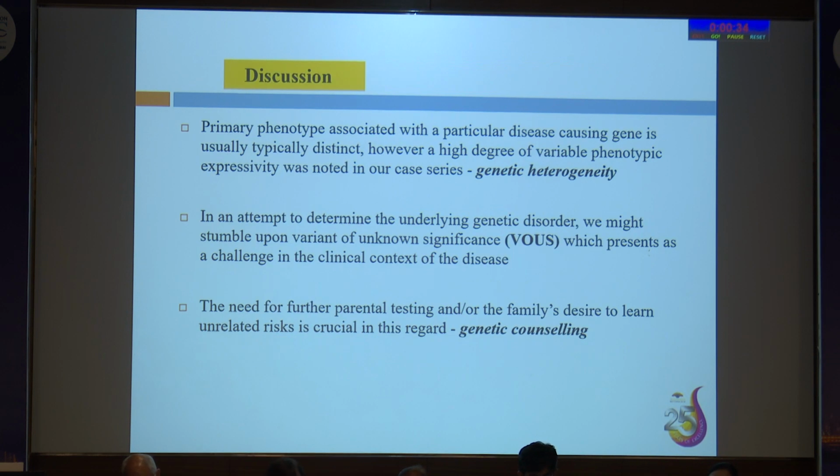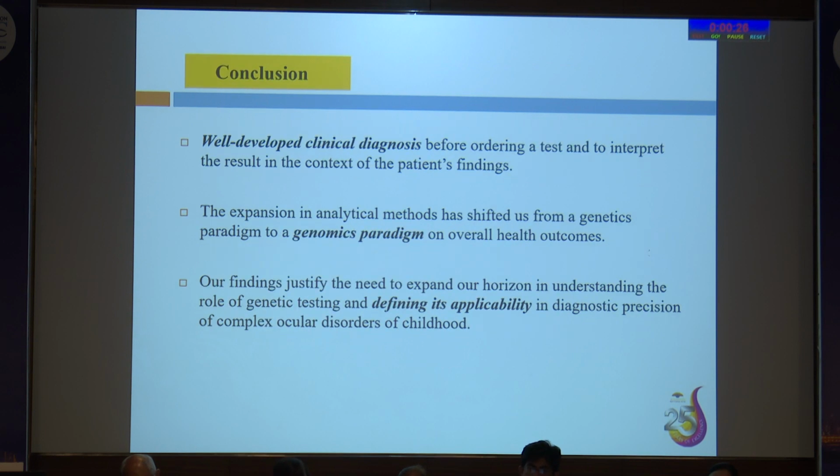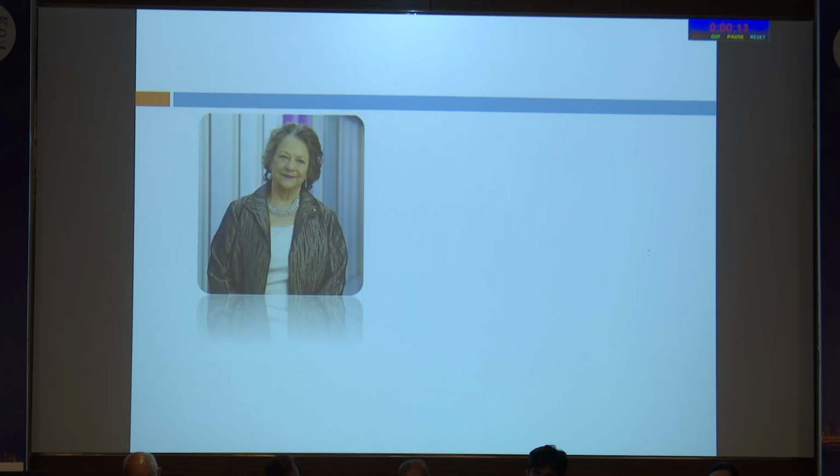So the genetic heterogeneity and the variant of unknown significance present a challenge in the clinical context of the disease, as well as genetic counseling. So when we are shifting from the genetics paradigm to the genomics paradigm, we need to have a well-developed clinical diagnosis before defining its applicability in diagnostic precision of complex ocular disorders of childhood.